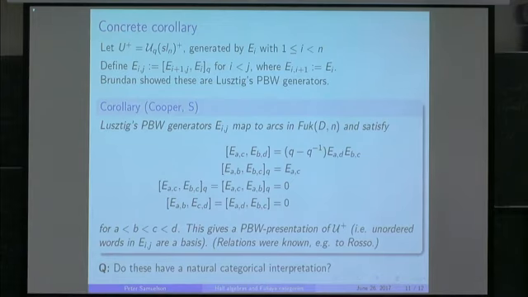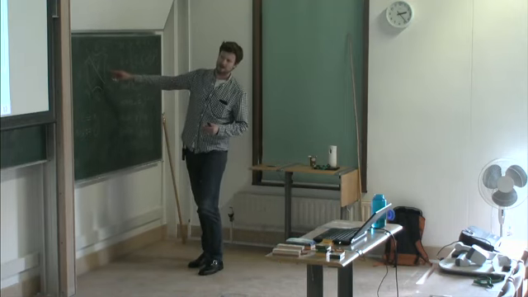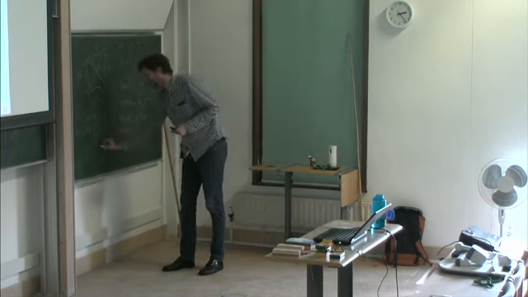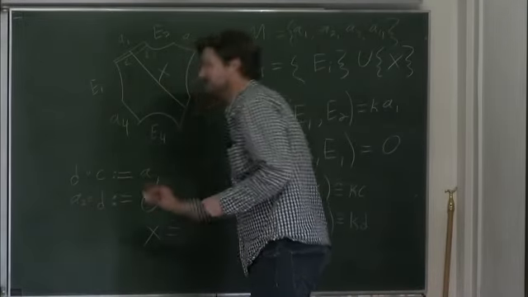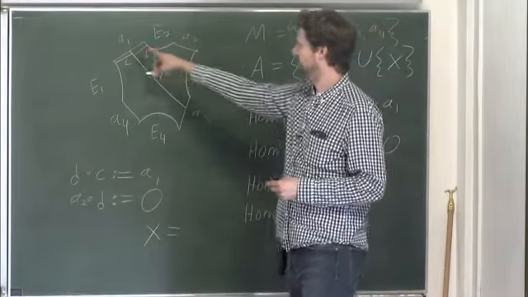This skein relation here, if you work out the degrees right, turns up as a commutation relation between the PBW generators. So here A, B, C, D are increasing. Let me just draw a picture of this situation. In this notation, X would be E13, because it goes from A1 to A3.